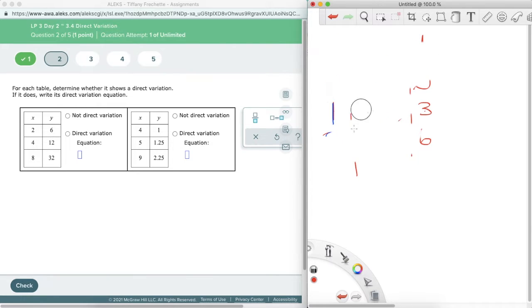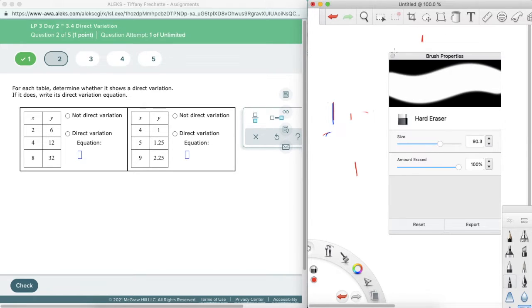I need to make that eraser bigger, dang it. That's just going to take too dang long. There we go. That's better.